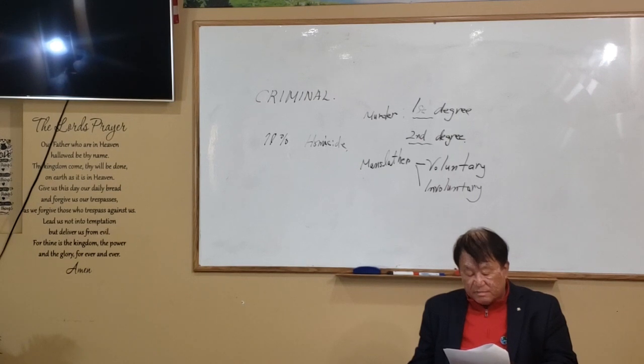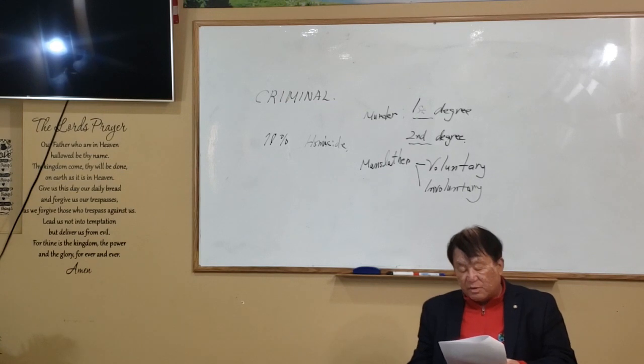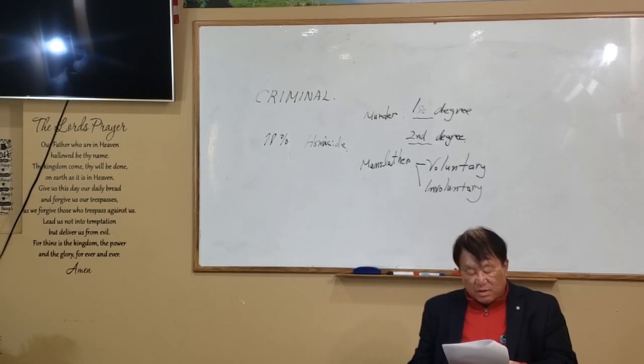Manslaughter. The code establishes a single manslaughter offense, which is a killing committed recklessly or under the influence of extreme mental or emotional disturbance for which there is a reasonable explanation or excuse. Negligent homicide. The code creates a new homicide offense of negligent homicide. Example, a killing committed negligently.